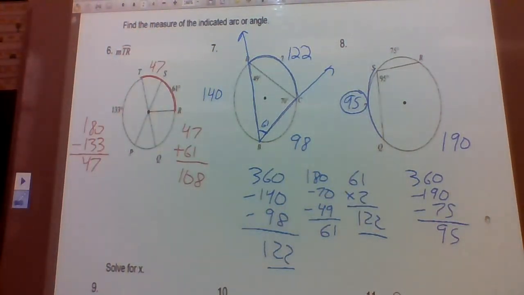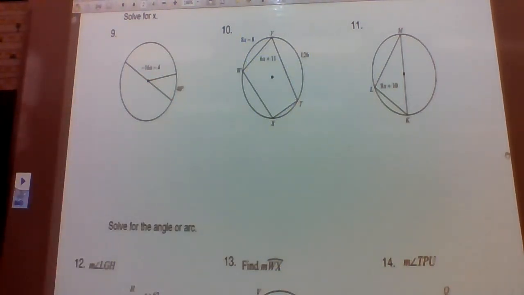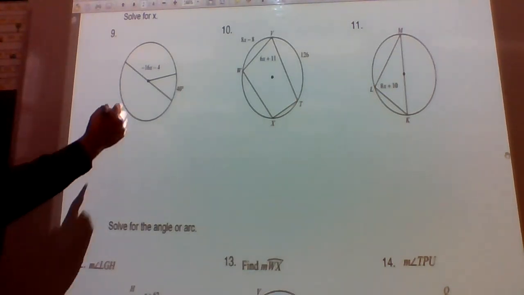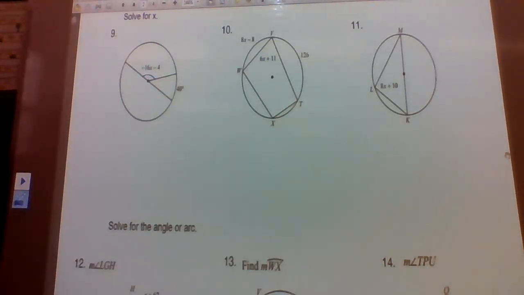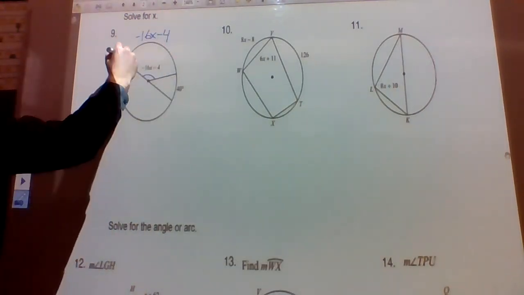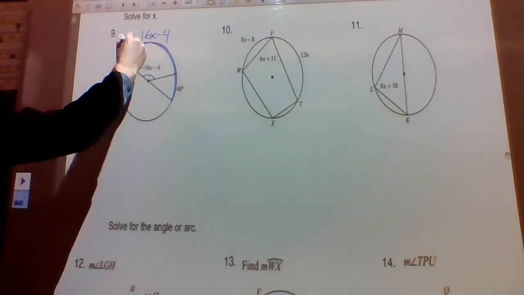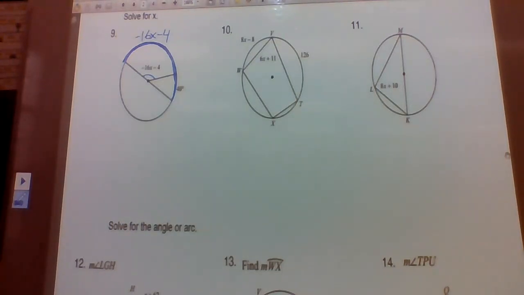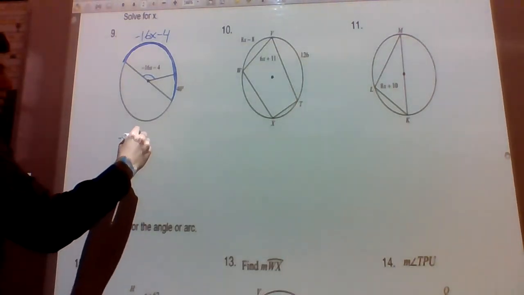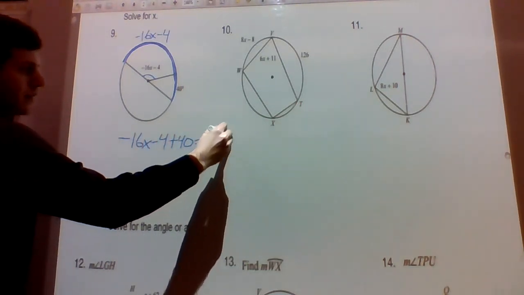Okay, 9, 10, and 11. Okay. So this is a central angle. So if the measure of this angle is negative 16x minus 4, the measure of this one is going to be negative 16x minus 4, measure of this arc. Okay. Then we notice we have a semicircle here. So the measure of a semicircle is 180 degrees. So we have negative 16x minus 4 plus 40 is going to equal 180.